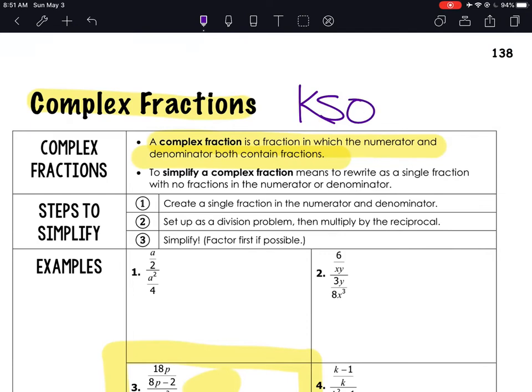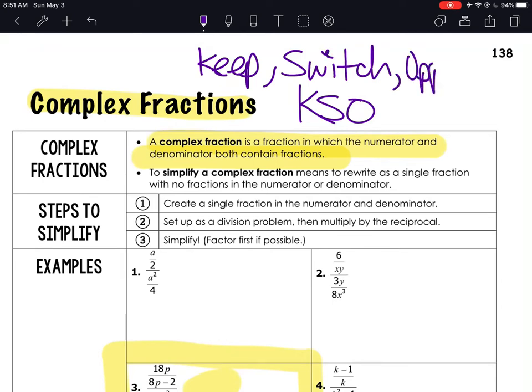Not cheese, but it's going to be: keep your numerator, switch your division symbol into a multiplication symbol, and then your denominator is going to be the opposite, but more specifically, you're just going to change it to the reciprocal. Okay? So let me show you with number 1.